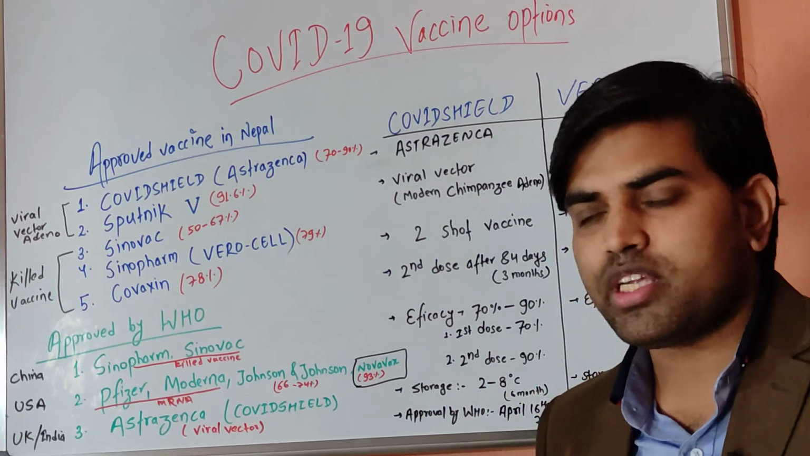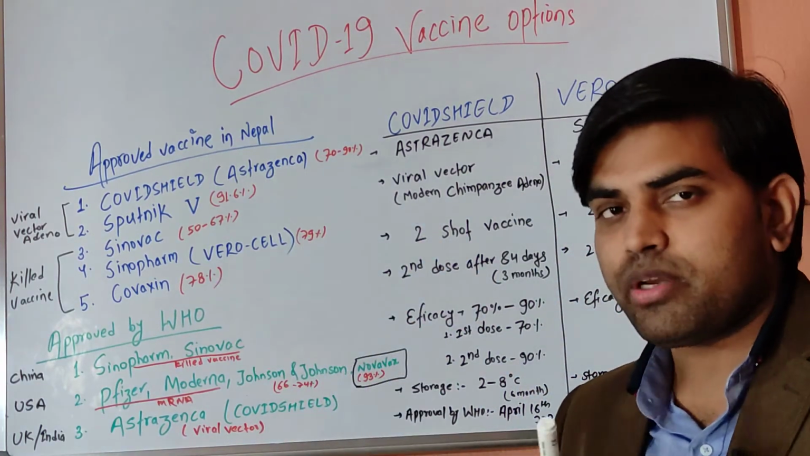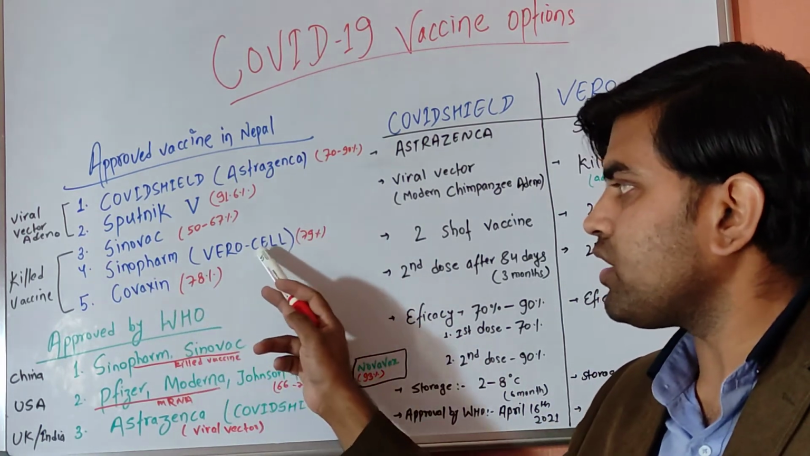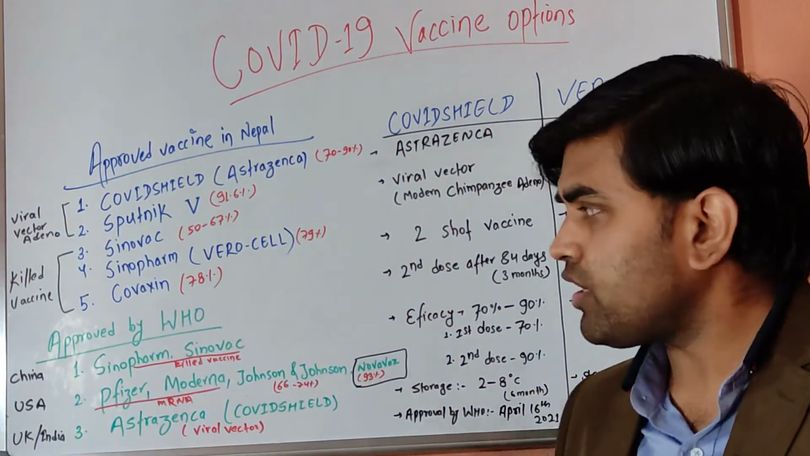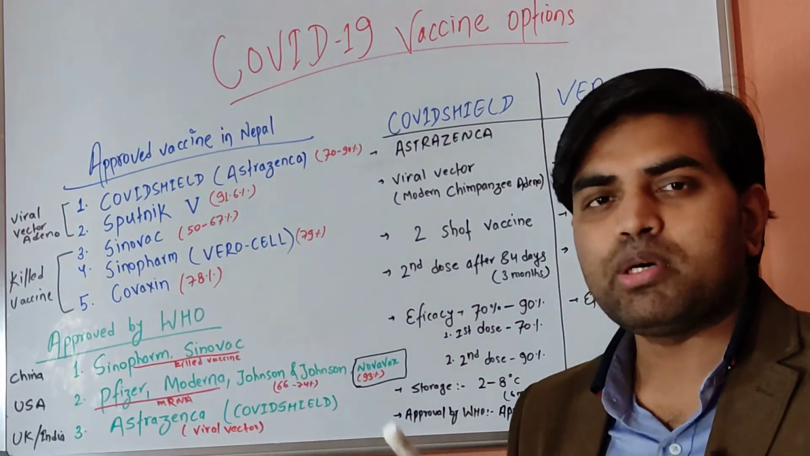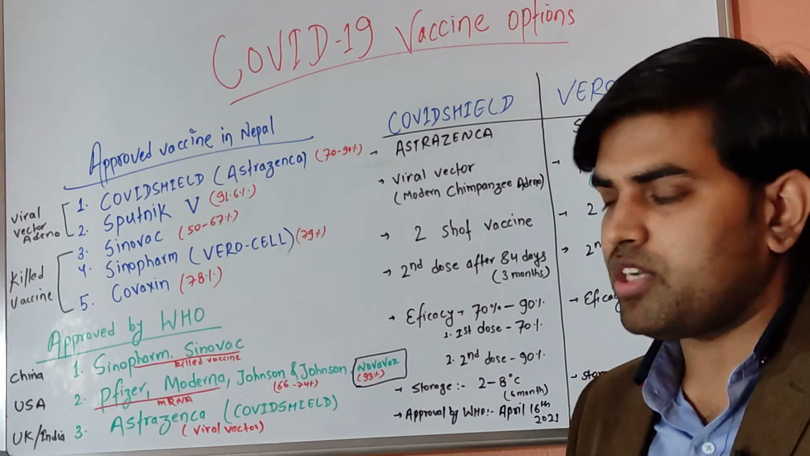But one thing you have to understand: these vaccines are not all approved by the WHO. Only COVISHIELD, the first one, and the Sinopharm, the Vero Cell, these two are approved by the WHO. There is another vaccine that is approved by the WHO as well as the Nepal government, that is Sinovac, but it is not available in Nepal. It is a Chinese vaccine.